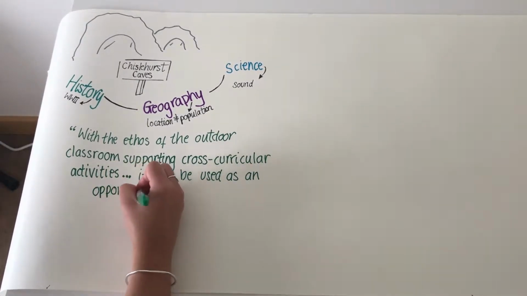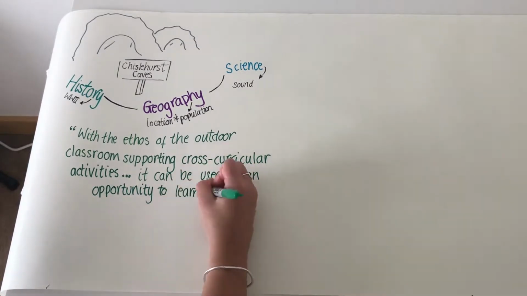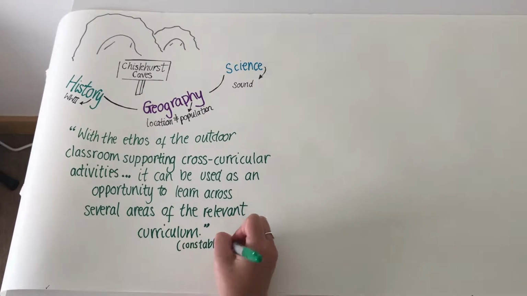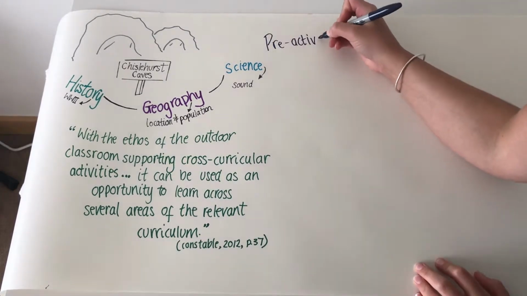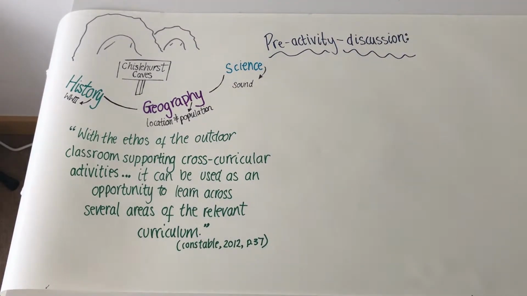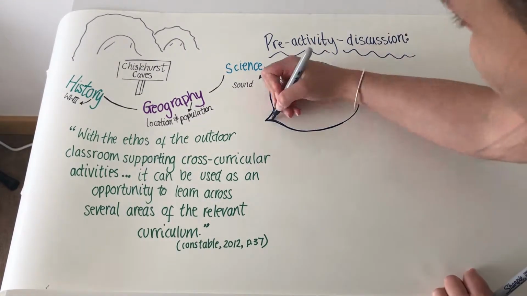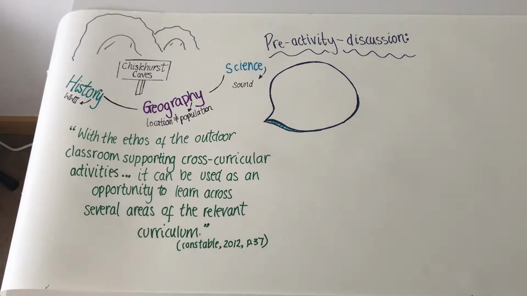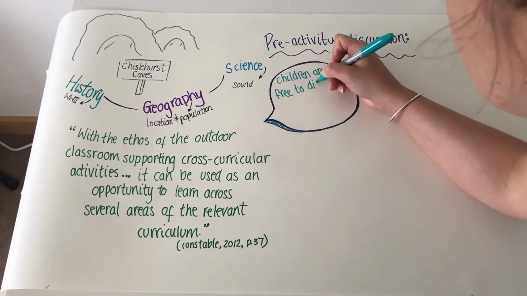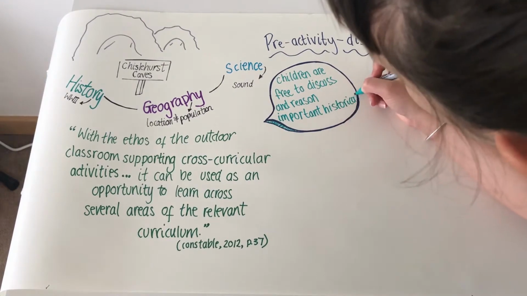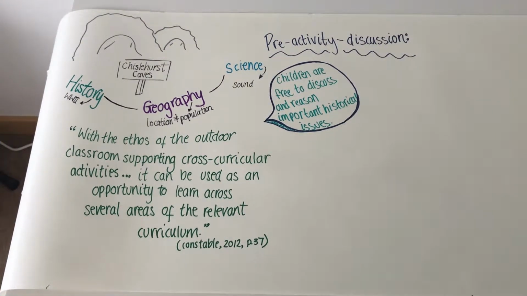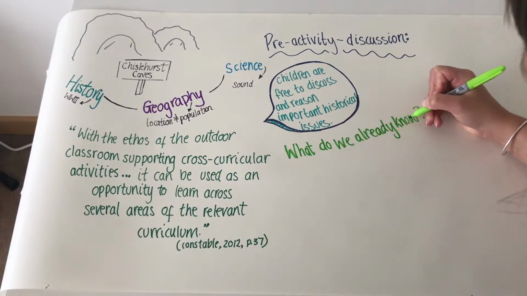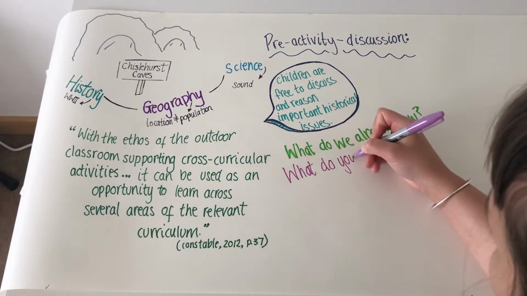Constable, 2012, page 37, identifies that learning out of the classroom can be used to learn across several areas of the curriculum. Boys and Spink, 2008, define a good history lesson to be one in which children are free to discuss and reason important historical issues and questions. As a class, we will take part in a discussion as part of a pre-activity. Based on their prior knowledge around World War II, we will discuss what we already know and what we believe we may find out whilst on the trip.